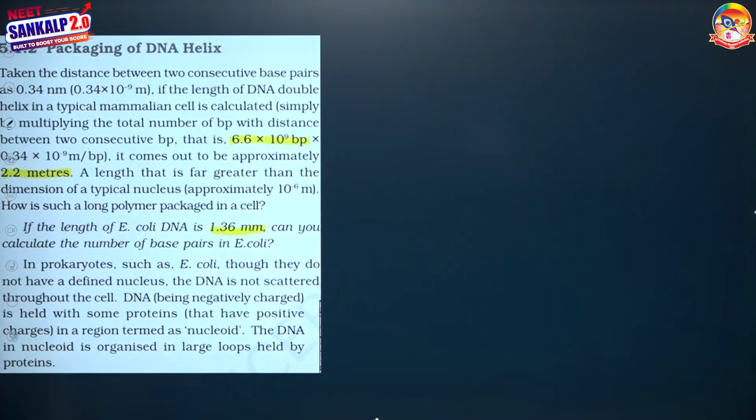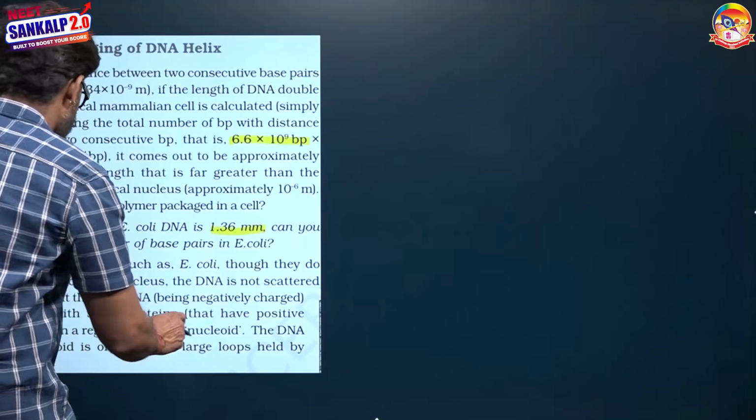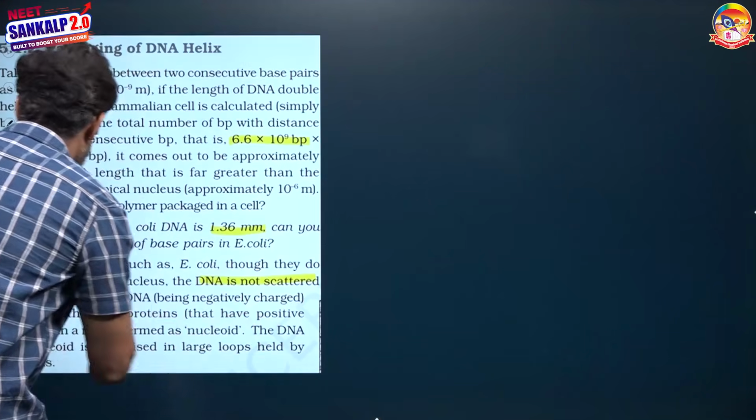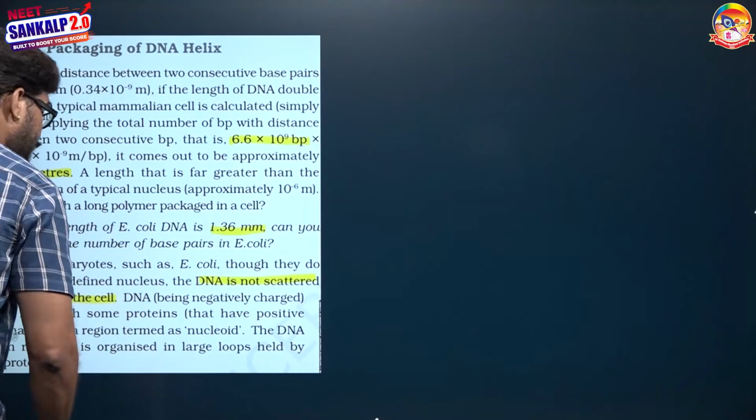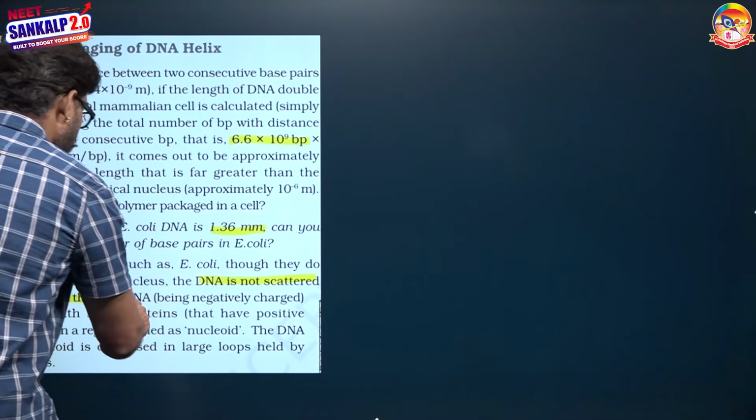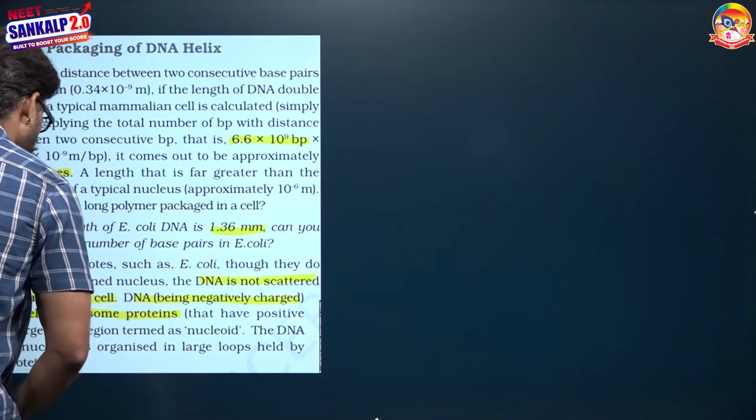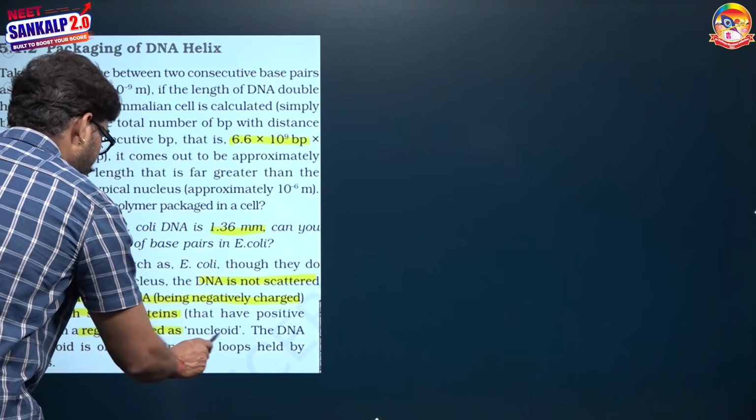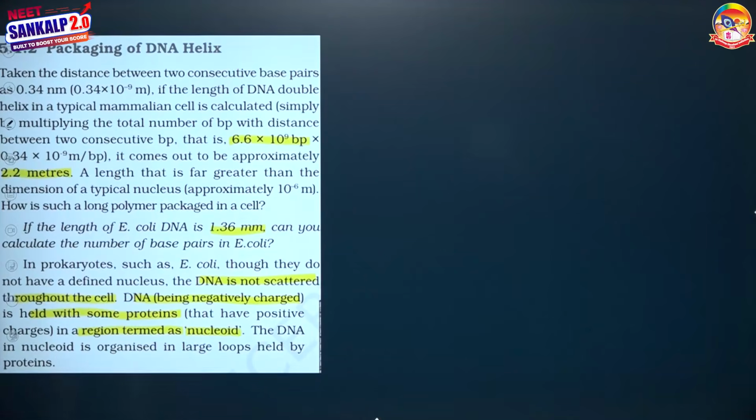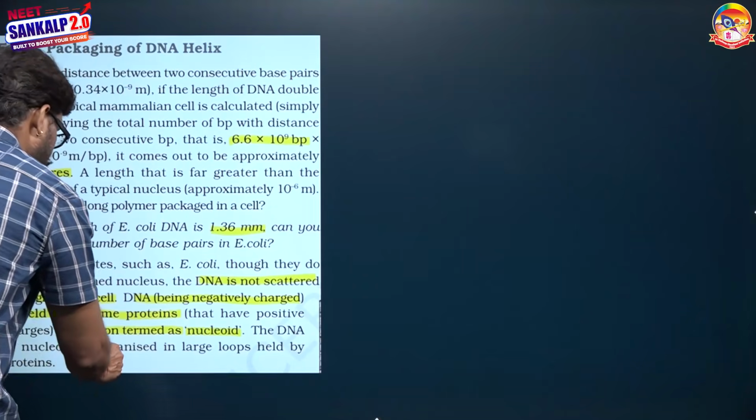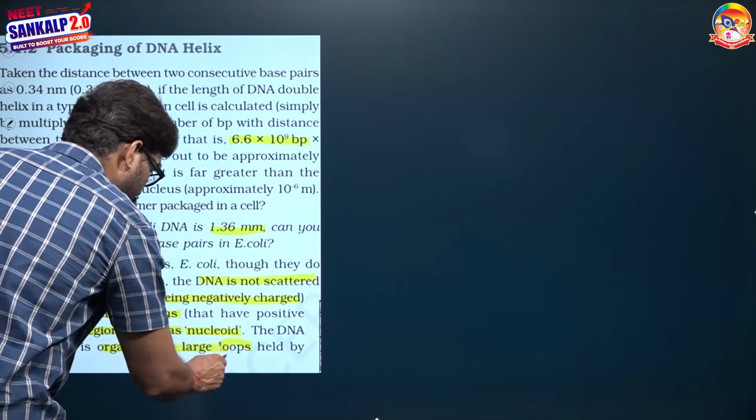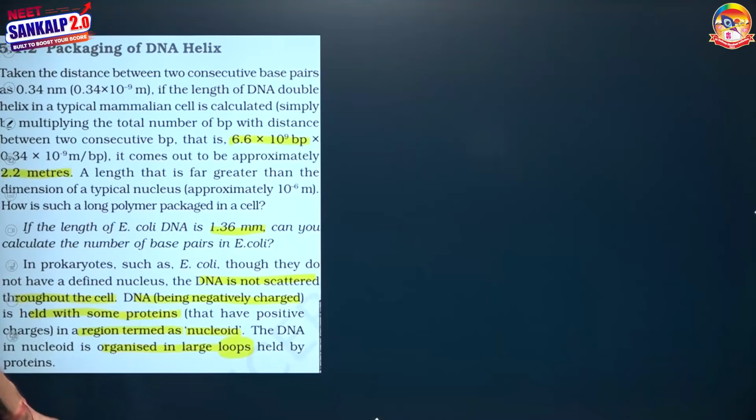In prokaryotes such as E. coli, though they do not have a definite nucleus, we know the word nucleoid. The DNA is not scattered throughout the cell. Instead, DNA being negatively charged is held with some proteins in the region termed the nucleoid. It means the nucleoid is the region where the DNA remains packaged. The DNA in the nucleoid is organized in large loops, a very important point, held by proteins.